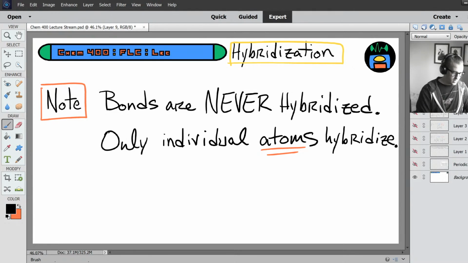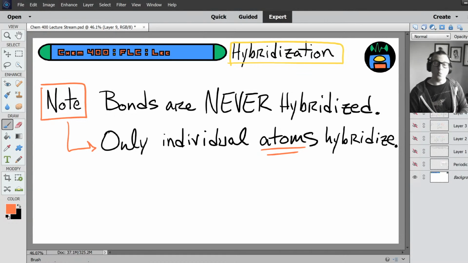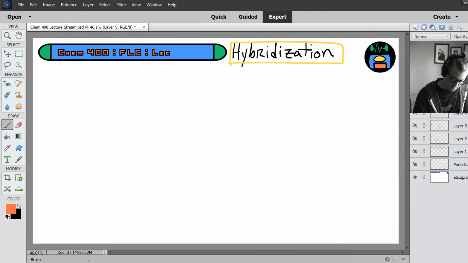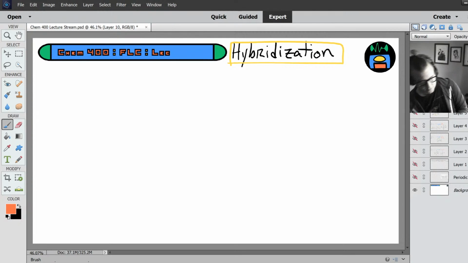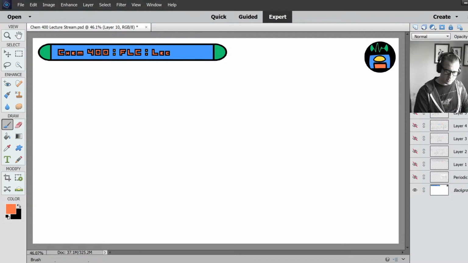All right. So with that being said, let's start talking about what hybridization is, where it comes from, why we need it. We are going to start with sp3 hybridization.